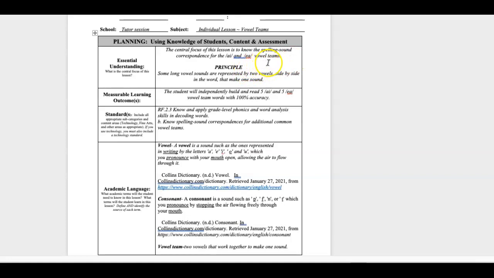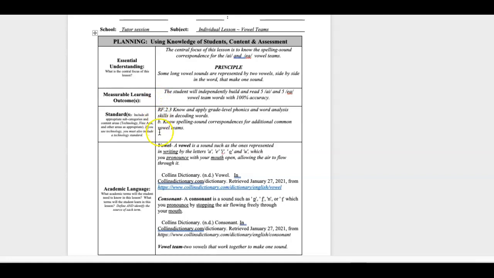So my principle is some long vowel sounds are represented by two vowels side by side in a word that make one sound. That is in kid-friendly language. It says the same thing as my essential understanding, but in kid language. My learning outcome is measurable. The student will independently build and read 5 AI and 5 EA vowel team words with 100% accuracy.